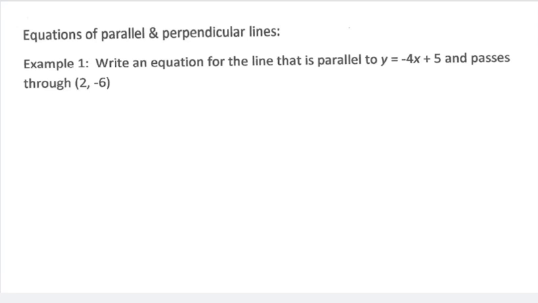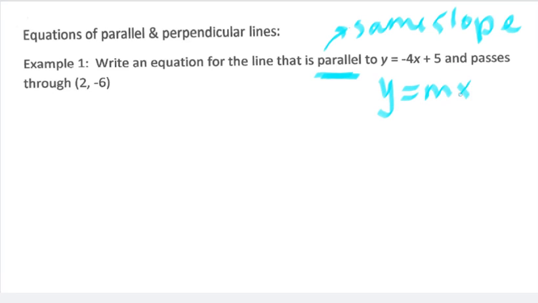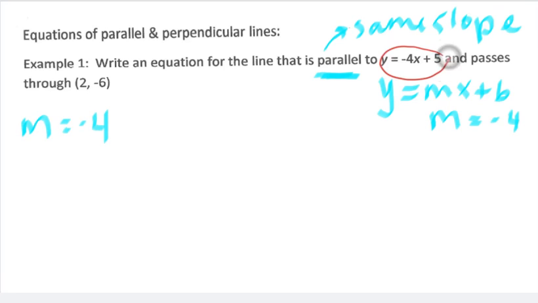So let's just review. Remember that the slope of two parallel lines is the same slope. So this is what we did before. If we look at this equation, remember it's y equals mx plus b. The slope of this equation is going to be -4. So the slope of our new equation, which we're going to write, is going to be -4 because it's parallel to this line right here. Okay? So the slopes will be the same.